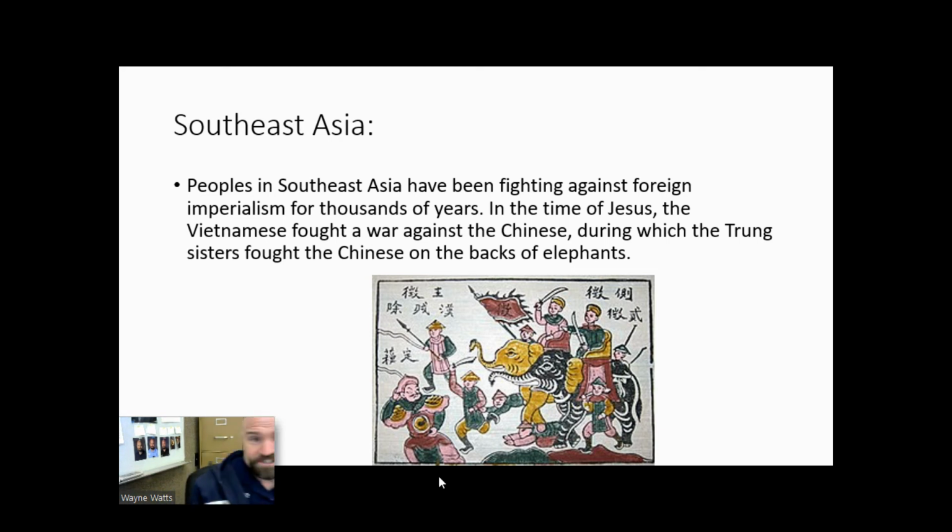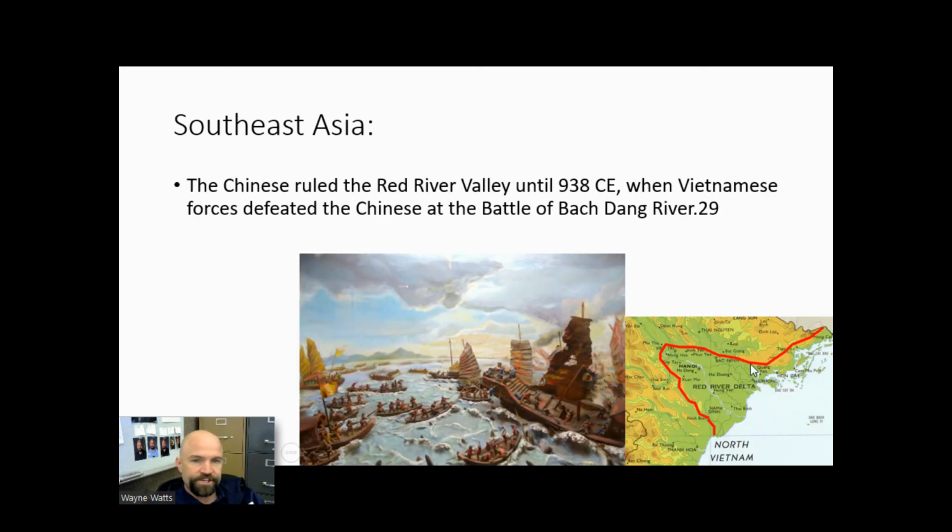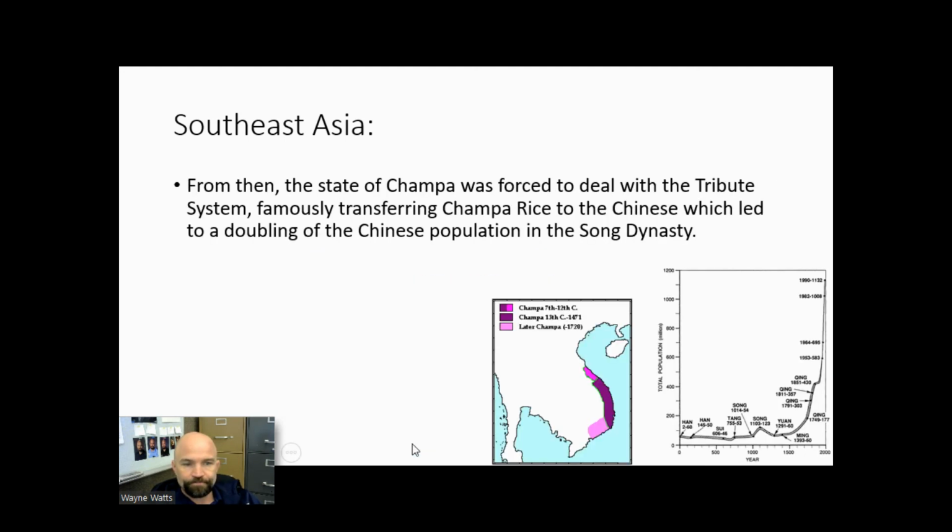People in Southeast Asia have been fighting against foreign imperialism for thousands of years. In the time of Jesus, the Vietnamese fought a war against the Chinese, during which the Trung sisters fought the Chinese on the back of elephants. The Chinese ruled the Red River Valley until 938 CE, when the Vietnamese forces defeated the Chinese at the Battle of Bach Dang River.